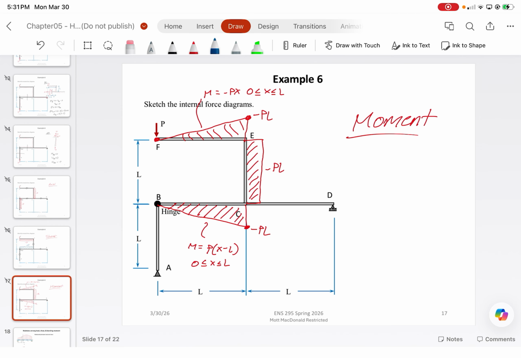And those are the internal force diagrams for a frame. Some frames are much more complicated than this. Some frames are simpler than this. It all just depends on the geometry, the type of loading. If I had put a point load at F going to the right, your shear and moment diagrams would look entirely different.